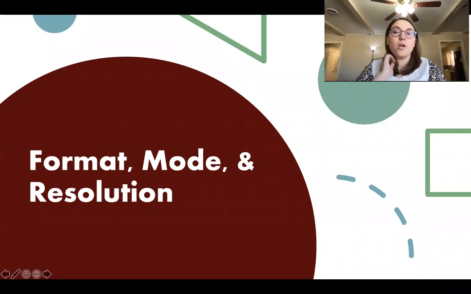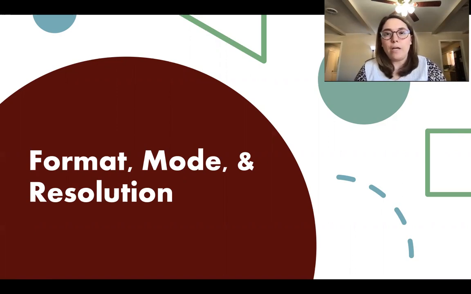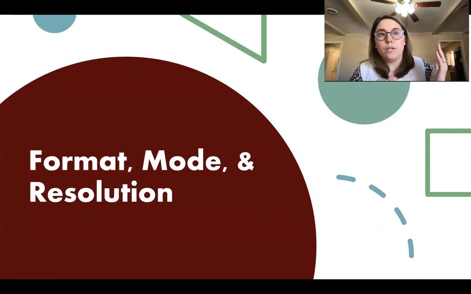Okay, guys. So, lastly, I want you to learn about format, mode, and resolution when we are exporting our documents from Adobe. I want you to think about this kind of like, if we send a Word doc to someone who doesn't have Word, then they can't open it. So, what do we do to combat that issue? Normally, we would save it as a PDF, right? Or something along those lines.